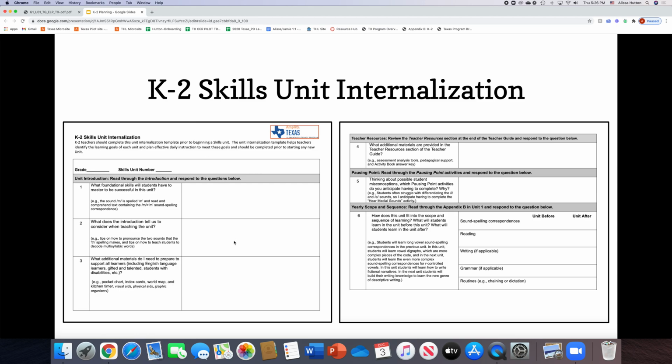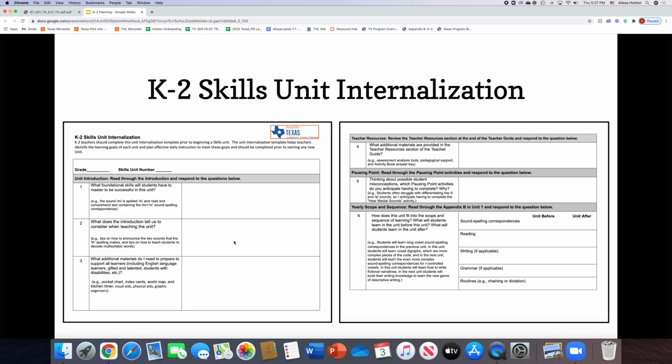Welcome to a walkthrough of the K-2 Skills Unit Internalization. Kindergarten, first, and second grade teachers should complete this unit internalization template prior to beginning a skills unit. The unit internalization template helps teachers identify the learning goals of each unit and plan effective daily instruction to meet these goals and should be completed prior to starting any new unit.